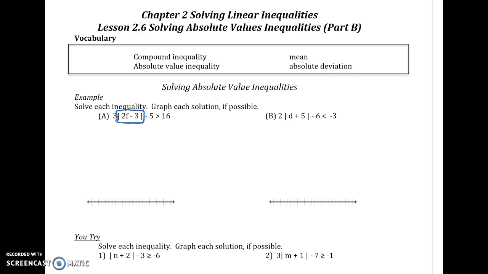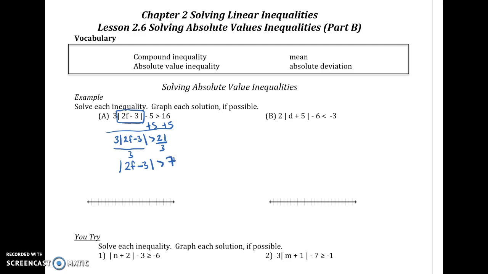So what I'm going to do is do my inverse operations, right? I'm going to add 5 to both sides. Bring down what's left over, and then divide by 3. And now I can see, do I have a solution, right?